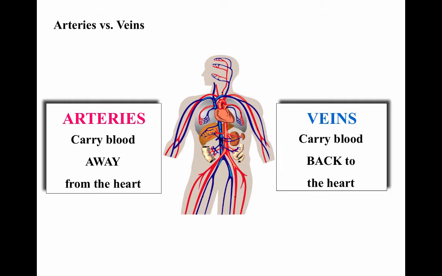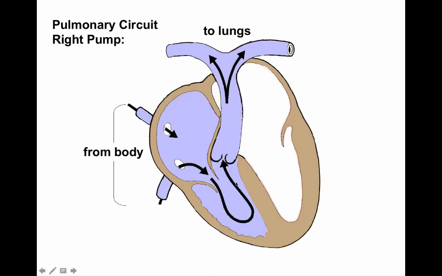Aside from smooth muscle differences in their construction, the main thing that we're looking for is whether that vessel is carrying blood away from the heart or to the heart. The pulmonary circuit: once pressure builds up and closes this valve, and then the heart goes through a pulse, it will push the blood up and out to the lungs.